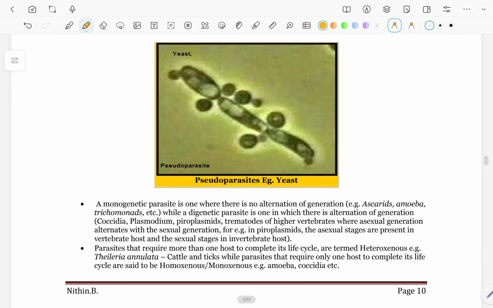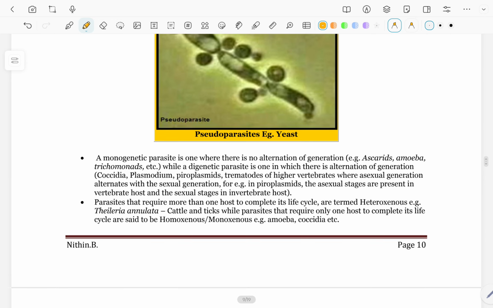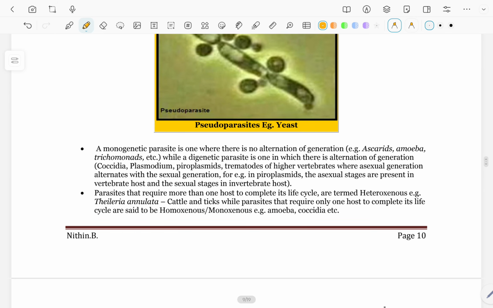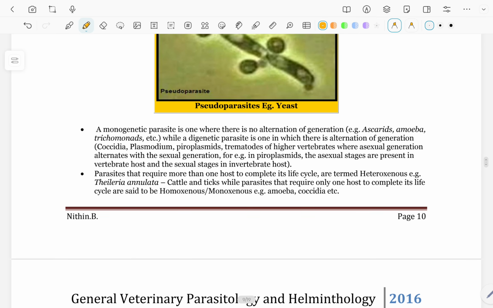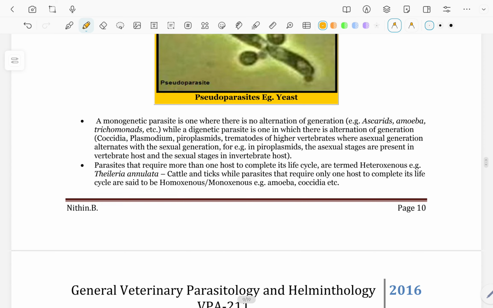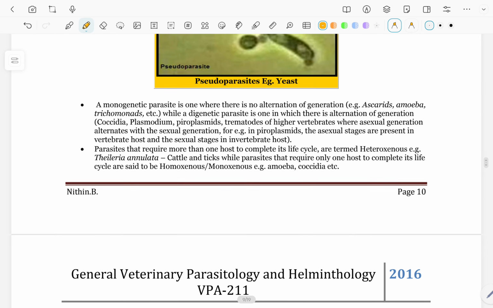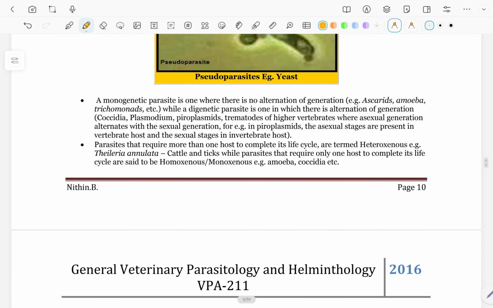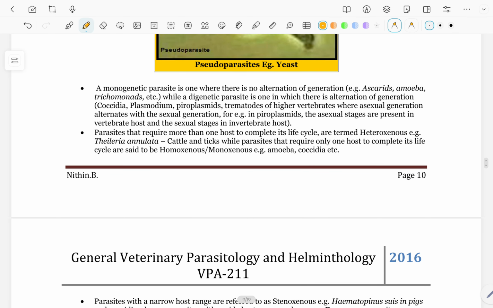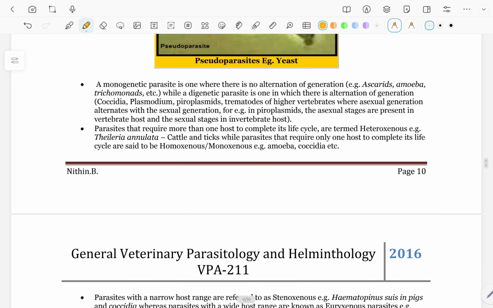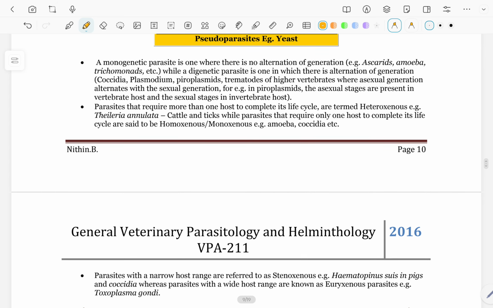A monogenetic parasite is one where there is no alternation of generation. Example: ascarid, amoeba, trichomonas, etc. While a digenetic parasite is one in which there is alternation of generation, such as coccidia, Plasmodium, piroplasmids, and trematodes of higher vertebrates, where asexual generation alternates with sexual generation. Example: in piroplasmids, the asexual stage is present in the vertebrate host and the sexual stage in the invertebrate host.